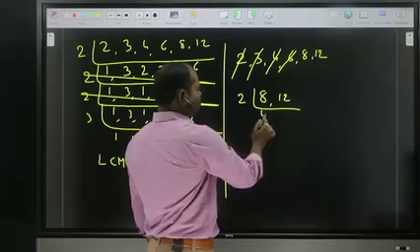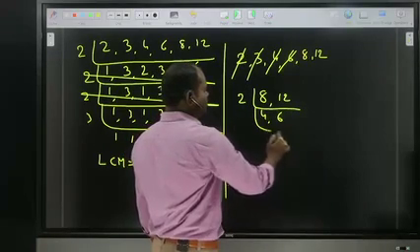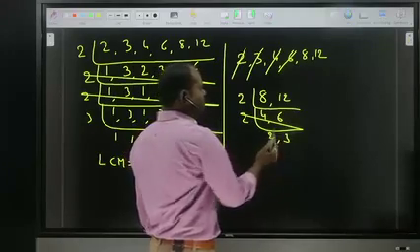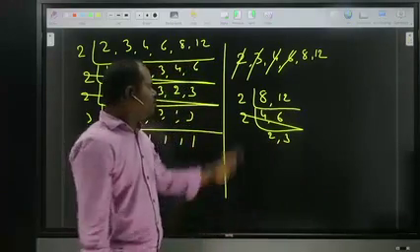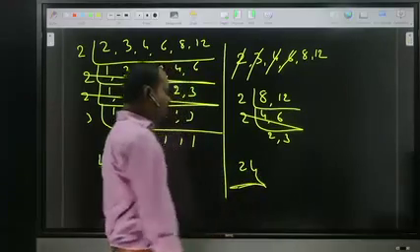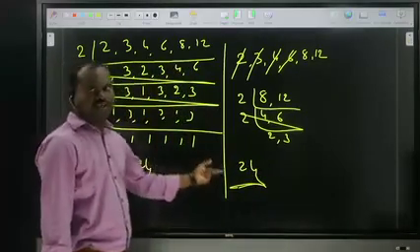2 4s are 8, 2 2s, 2 3s. Still we can't continue. So 2 2s are 4, 4 2s are 8, 8 3s are 24. Same answer, 24. Normally it is a shortcut.